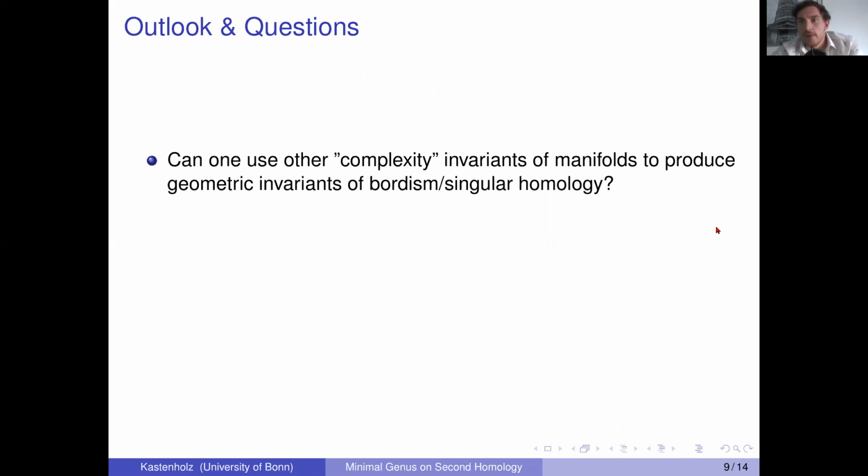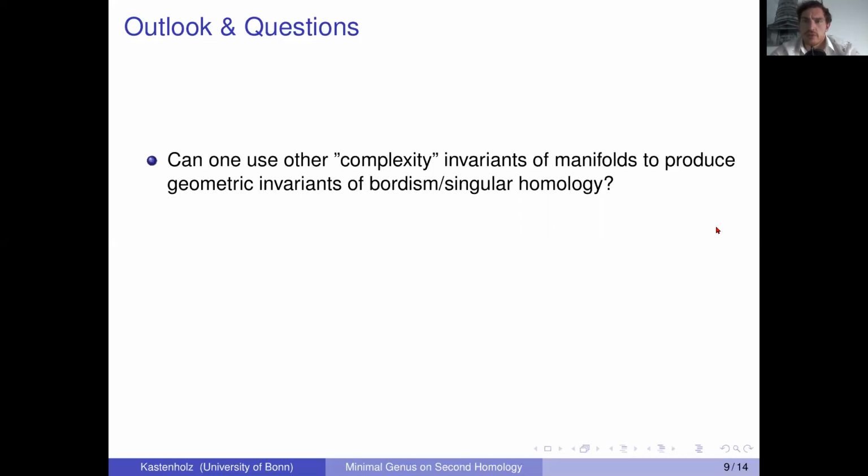So let me finish the first part of my talk with the following two questions. First of all, this is something that Mark and I are actually thinking about right now. Namely, can one use other complexity invariants of manifolds to produce geometric invariants of bordism or singular homology? So higher degree homology classes can also be represented by manifolds. And so, for example, third homology can also be completely represented by three-dimensional manifolds. So one could use, for example, the Heegaard genus or the simplicial volume of three-manifolds to produce invariants of three-manifolds.